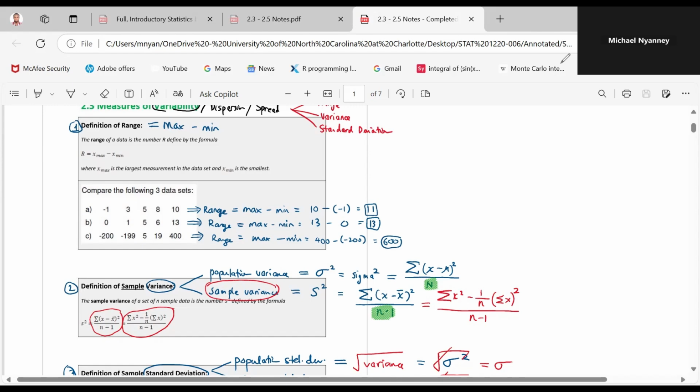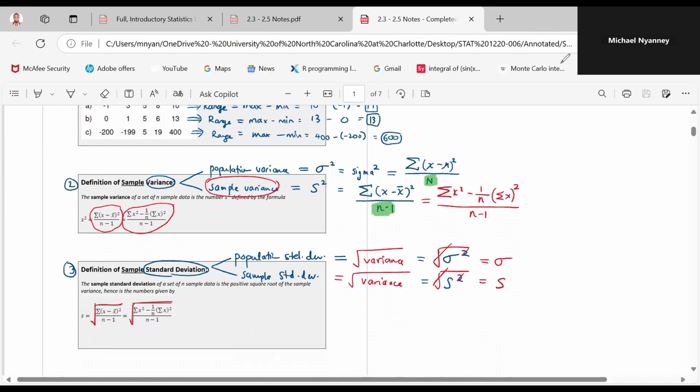Why does the range serve as a measure of variability? The range gives us the interval over which our data set is distributed. A higher range means that the data are very dispersed. A lower range means that the data are very close to each other. So that helps us determine the variability of our data sets.